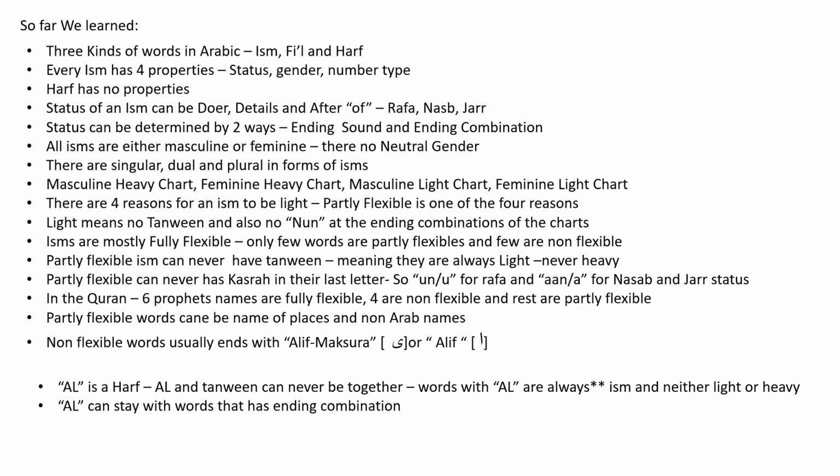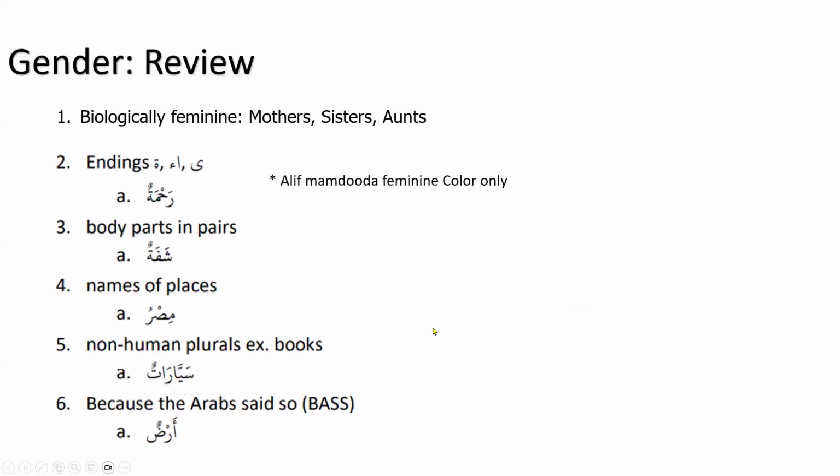In the gender review, we talked about some examples. We say there are six types of feminine categories. Everything else outside of these categories is masculine. The first category is biologically feminine. Everybody understands that, like a mother, sister, aunts, khala, everybody who is feminine.